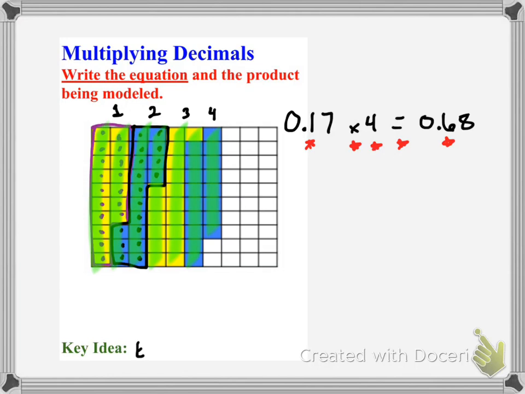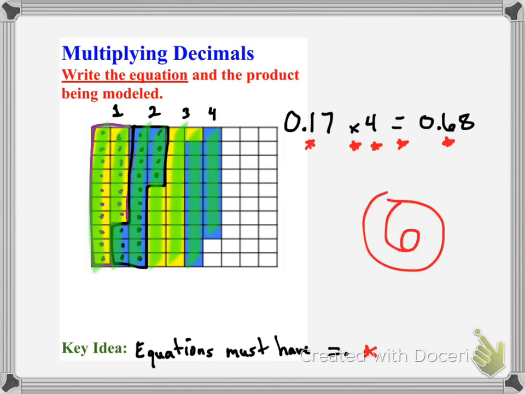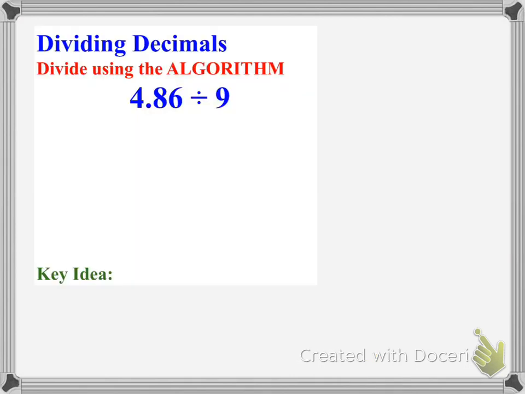Okay, and then the key idea is the same thing as the other model problem that we had. Equations must have an equal sign, and that gives you a star as well. So a total number of 6 stars for these problems as well is what you needed if you got all the stars. Okay, the next thing that we had is dividing decimals using the algorithm.